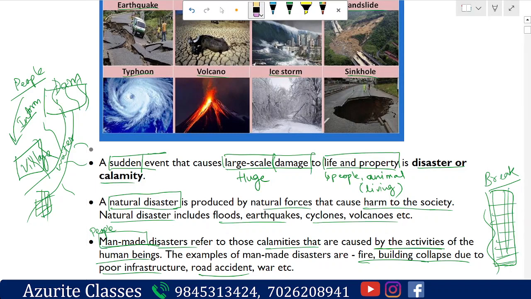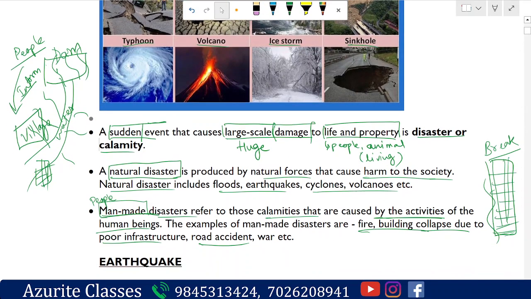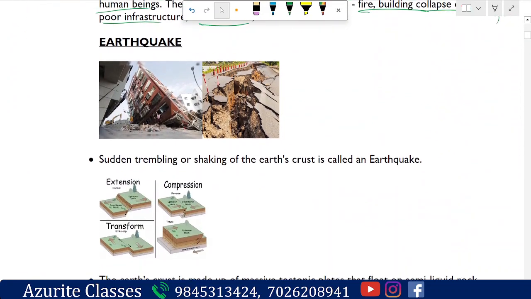What do you mean by disaster? It is a sudden event, which happens suddenly and causes damage. If you see here, the earthquake has happened suddenly and caused damage. Damage happens to life, meaning living beings, people, animals, and to property, like roads and buildings. They get broken, that is damaged, that is disaster. Okay, fine. So any other doubt? Now, sir, let us see first, earthquake.